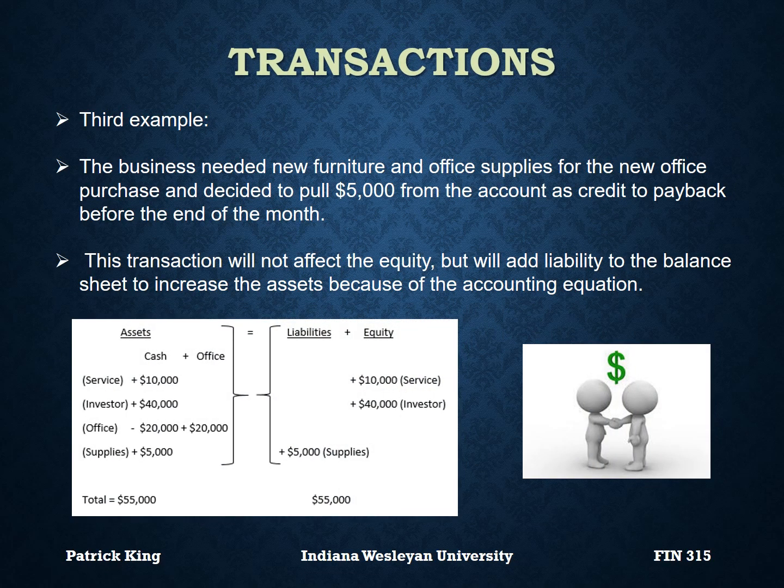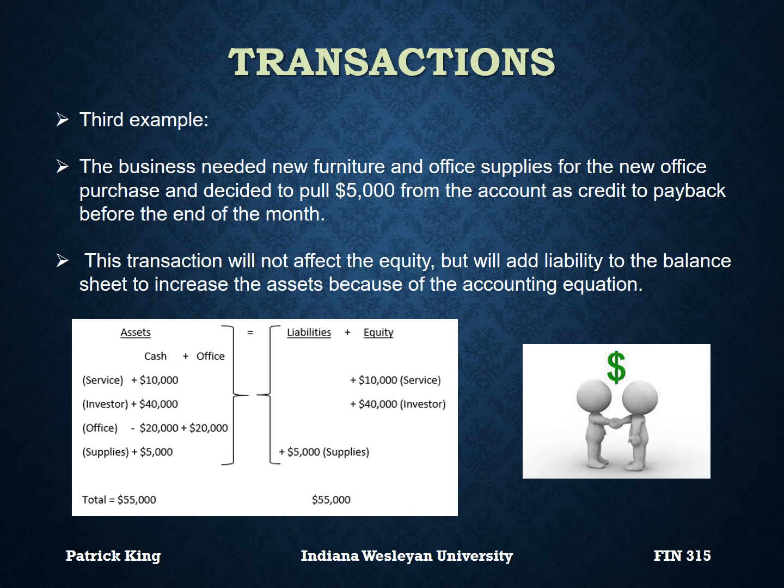In the third example, the business needed new furniture for that new office space, so they decided to pull $5,000 from the account as credit to pay back before the end of the month. This $5,000 is considered a liability. So in the example on top of your first and second examples, you'll see that you'll have $5,000 added to your liability as credit.